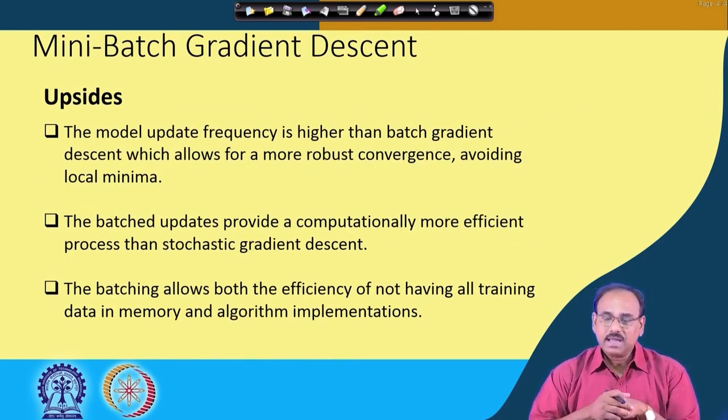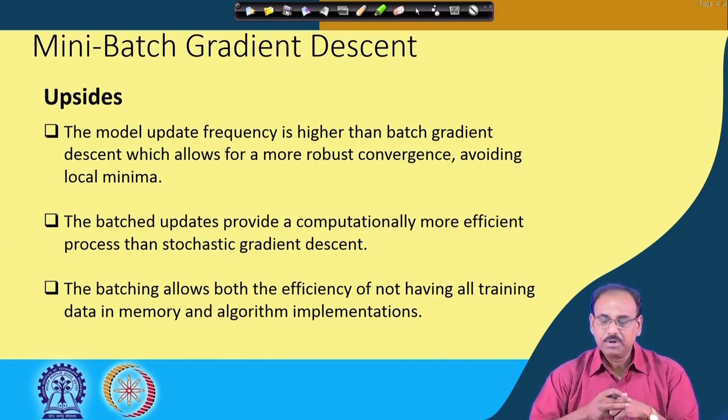Then coming to the mini batch gradient descent, as we said, mini batch is somewhere in between stochastic optimization and batch optimization. The advantage of mini batch optimization is that the model update frequency is higher than in batch gradient descent, which allows for more robust convergence, avoiding local minima. In case of batch optimization, we have seen that the training is very slow and more stable, so there is a risk of convergence to a local minima. In mini batch optimization, that risk is less. And these mini batch updates provide a more efficient process than stochastic gradient descent, because in stochastic gradient descent we had to work on every sample at a time. In mini batch optimization we are taking mini batches.